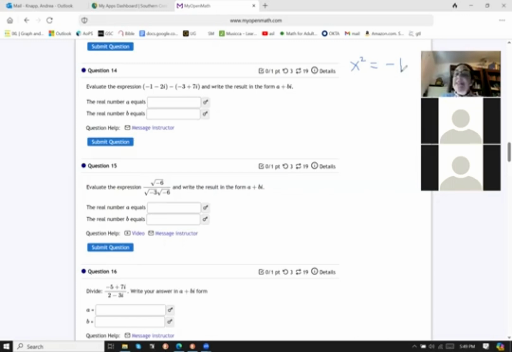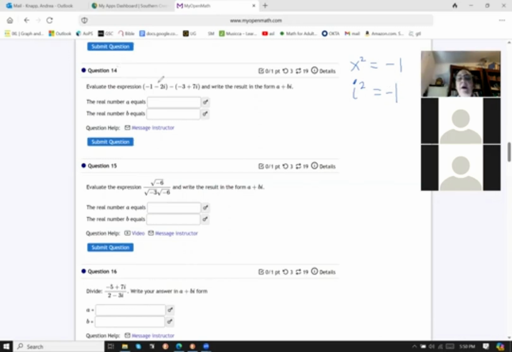So what mathematicians did is they invented a new type of number where you could multiply a number times itself and get -1. So that's where imaginary numbers come from. They said, let's make an imaginary number i that when you square it, you get -1. So when we work problems now, anytime we see an i squared, we can replace it with a -1. So let's go over to question 14 now.